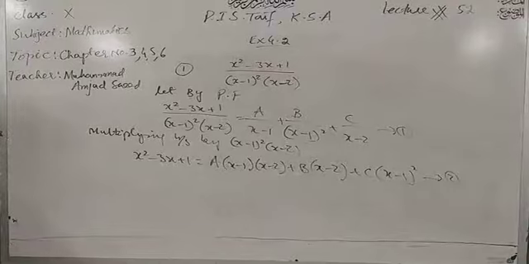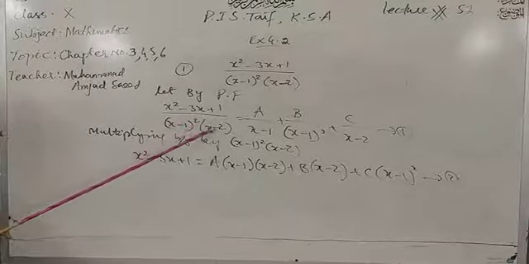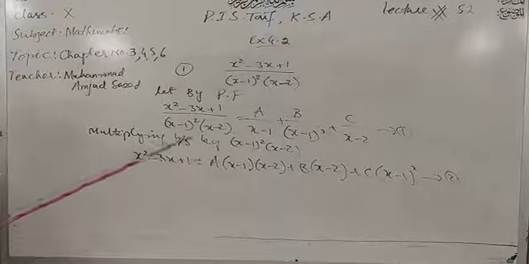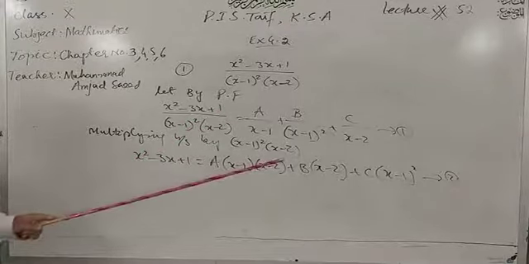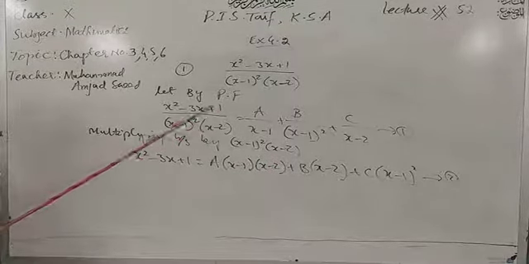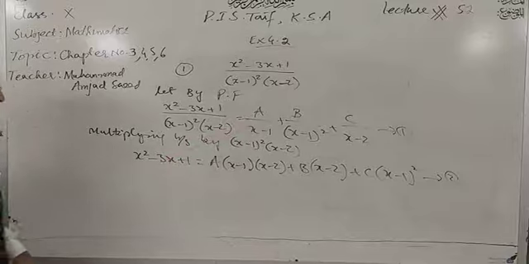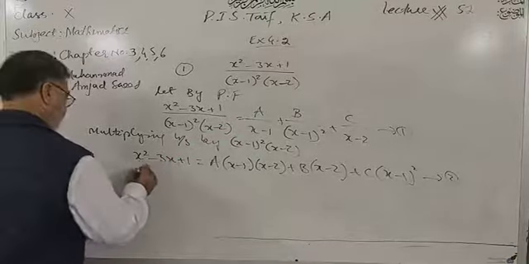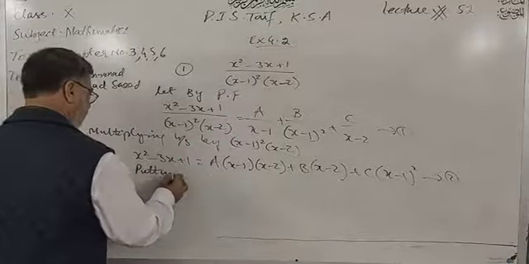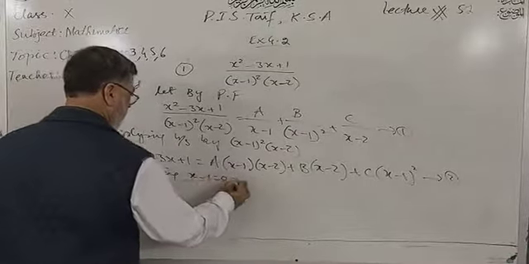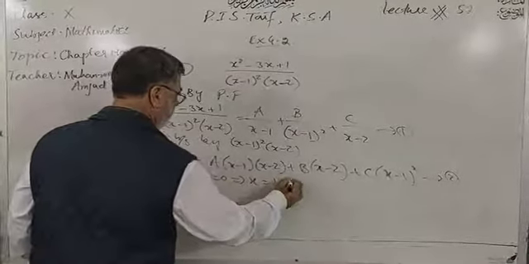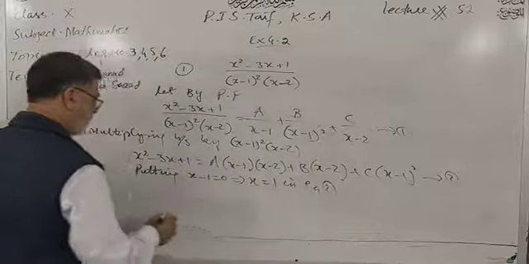Dear students, here we have two linear factors. So, by the putting method we can find two constants, and the third constant will be found with the help of the comparison method. Putting x − 1 = 0 implies that x = 1 in equation number 2.